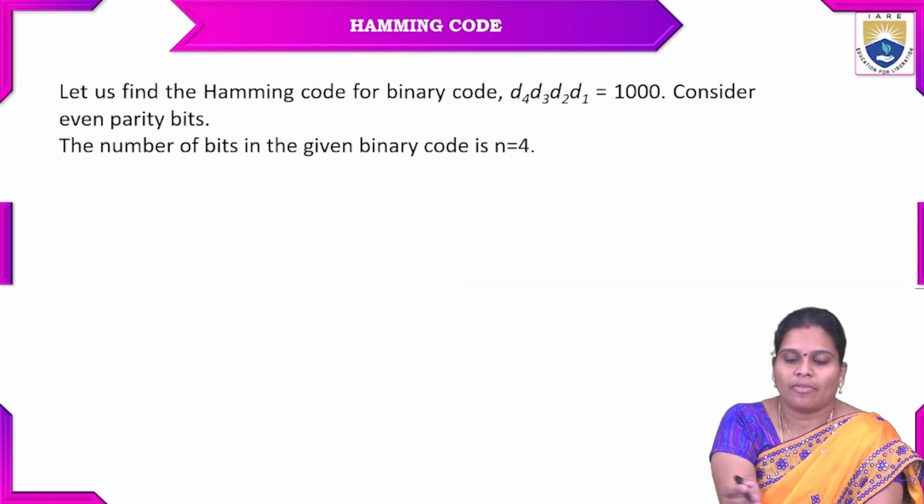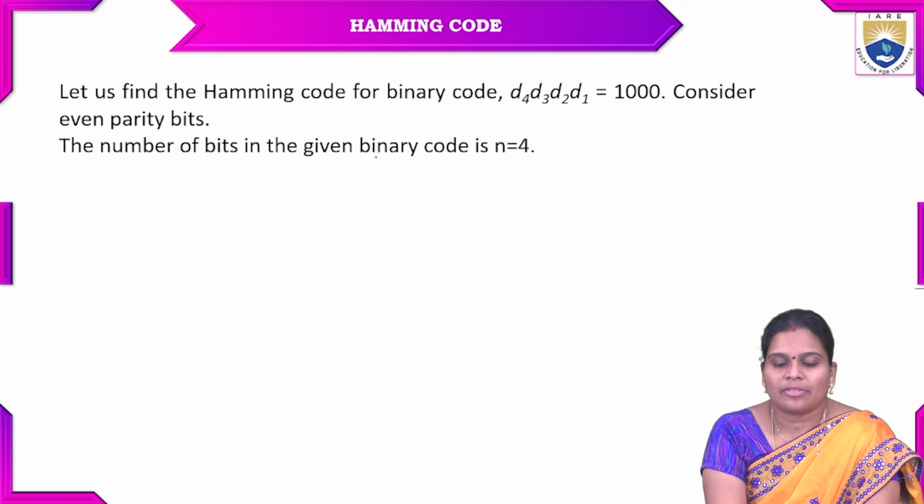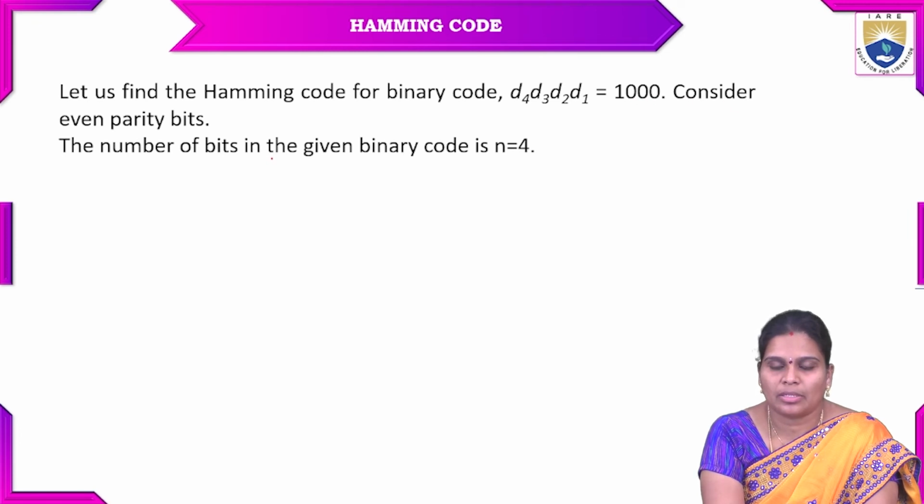Okay, this is the example. Let us find the Hamming code for the binary code D4, D3, D2, D1 = 1000. Consider even parity bits. The number of bits in the given binary code is n equal to 4. Data is there, and this bit is the even parity bit.